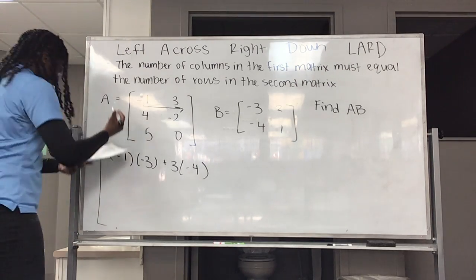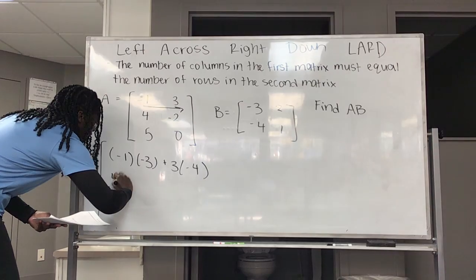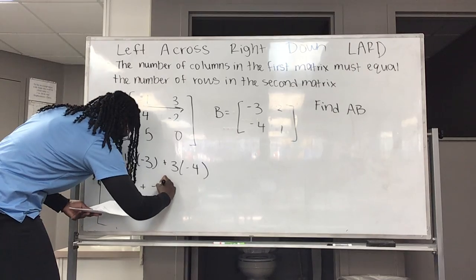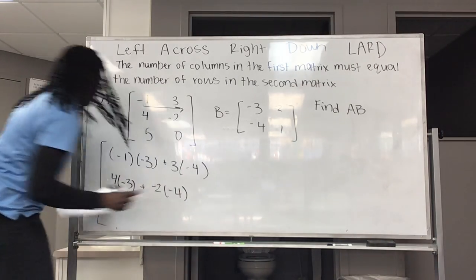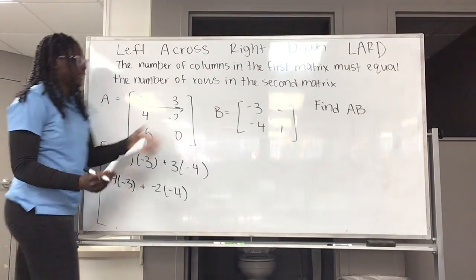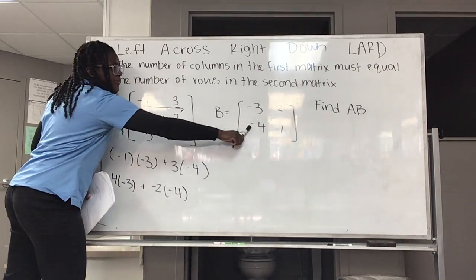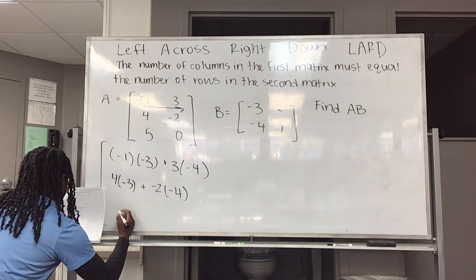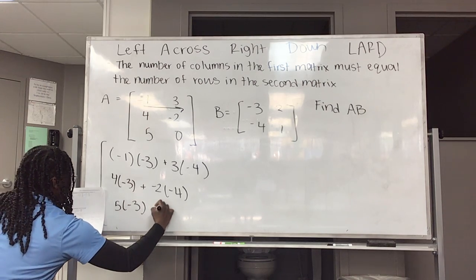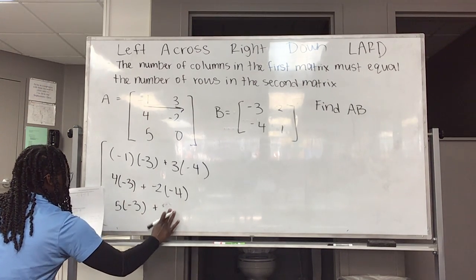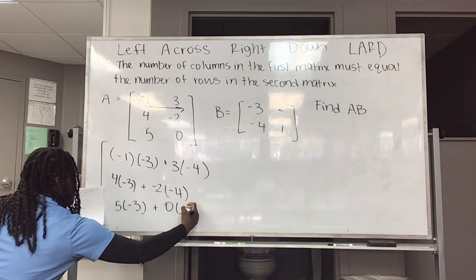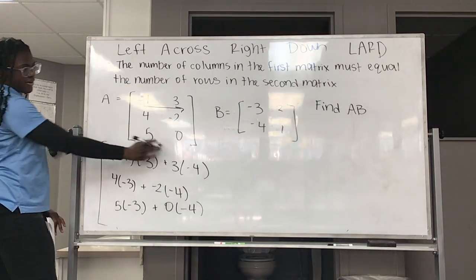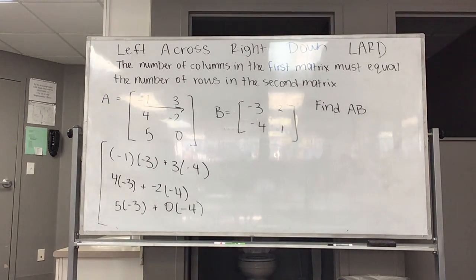So I'll show you in the second one. It should go 4 times -3, and then because we're going across, I'll do -2 times -4. And then the third one down here is 5 times -3, and then across 0 times -4. So that would be my first column.